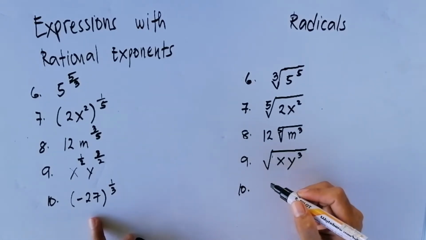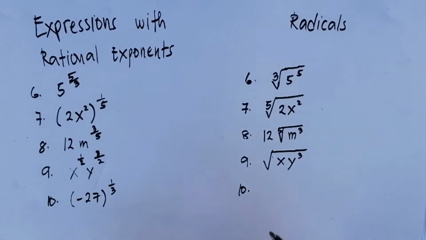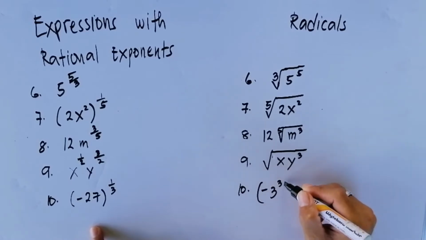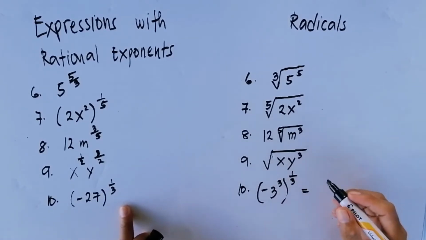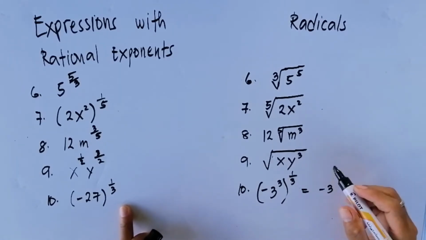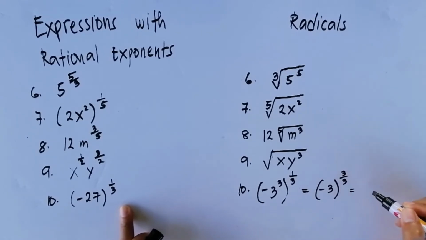Number 10. Negative 27, that is negative 3 raised to 3, raised to 1/3. Then multiply the exponents, so that is negative 3 raised to 3 over 3, which is equal to negative 3.